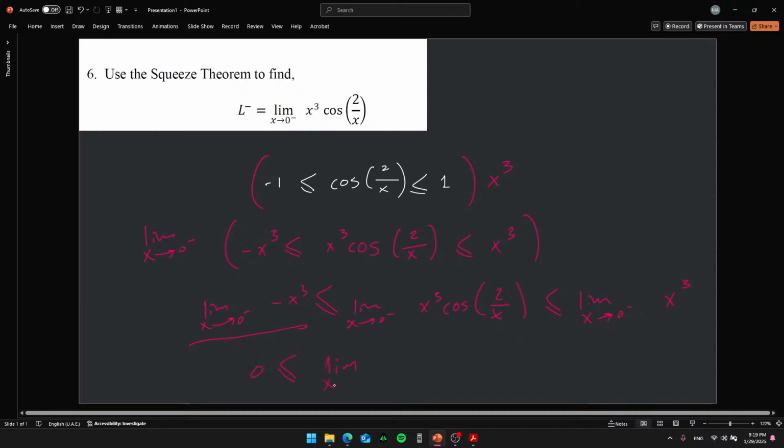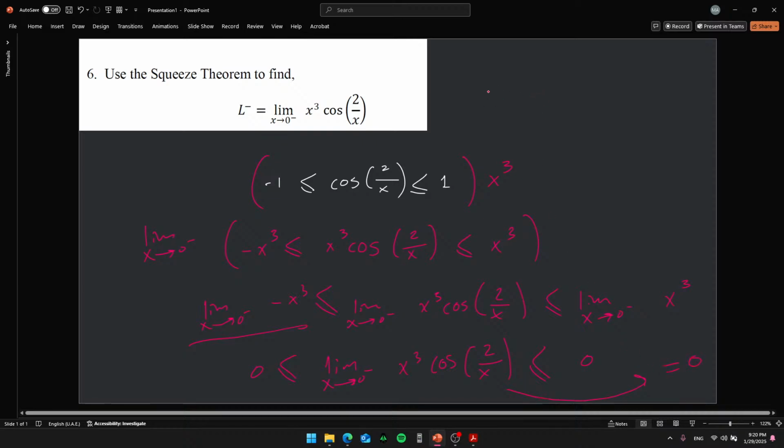The limit as x approaches 0 from the left of x cubed cosine 2 over x. And for this last limit, just plug in 0, 0 cubed is 0. So this limit is between 0 and 0. So the value of this limit should equal 0.